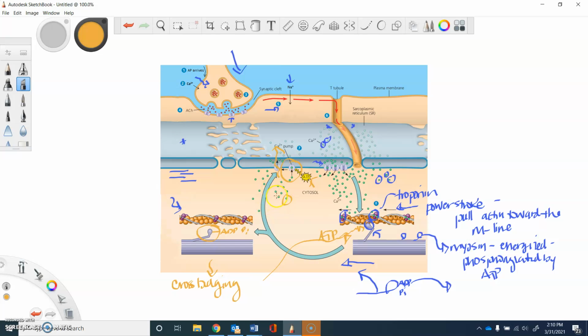Okay, so once that calcium goes back into the sarcoplasmic reticulum, then the tropomyosin goes back into its place and the binding sites on actin are blocked again. And then relaxation occurs, and the muscle contraction is over. So that continues to occur until the calcium goes back into the sarcoplasmic reticulum. Okay, so that is everything that happens that creates a muscle contraction.